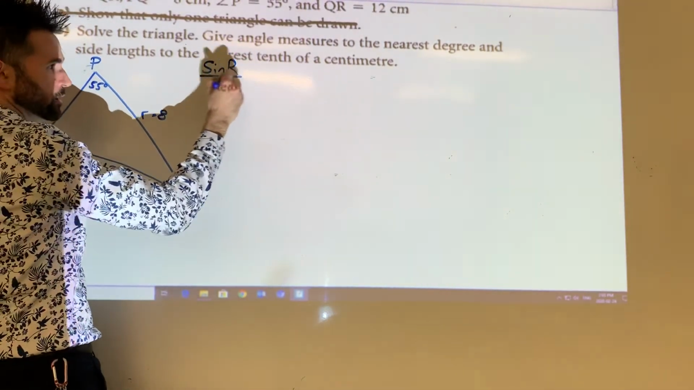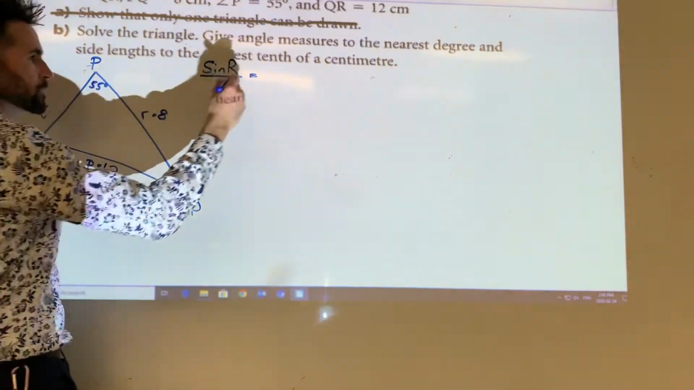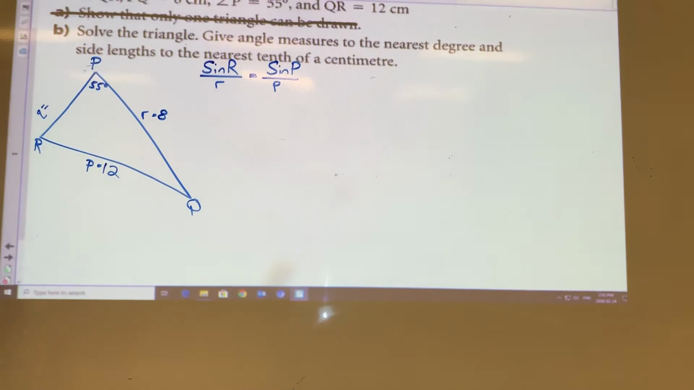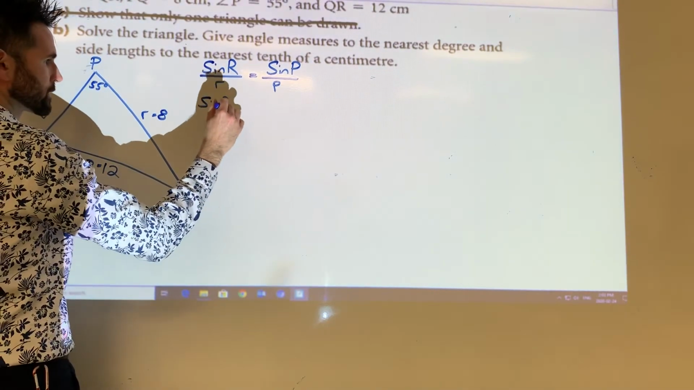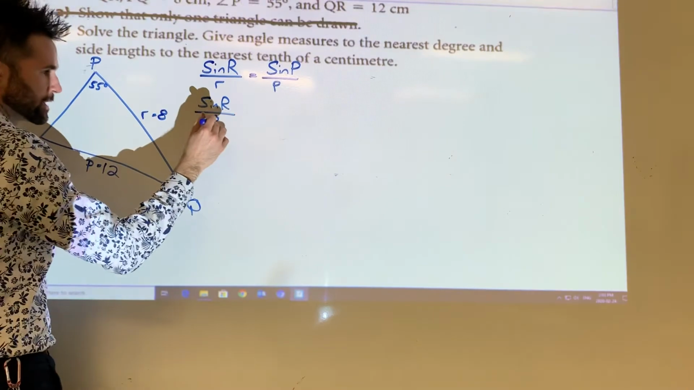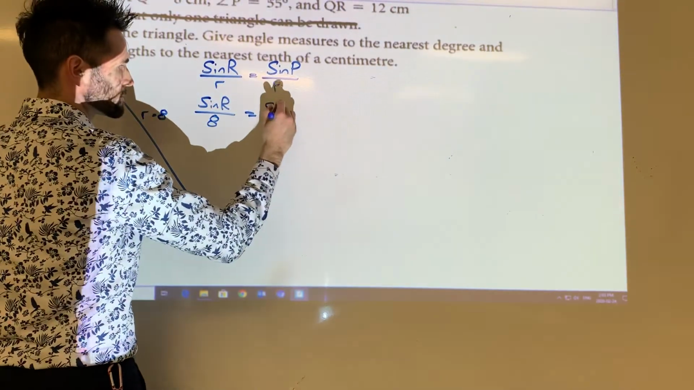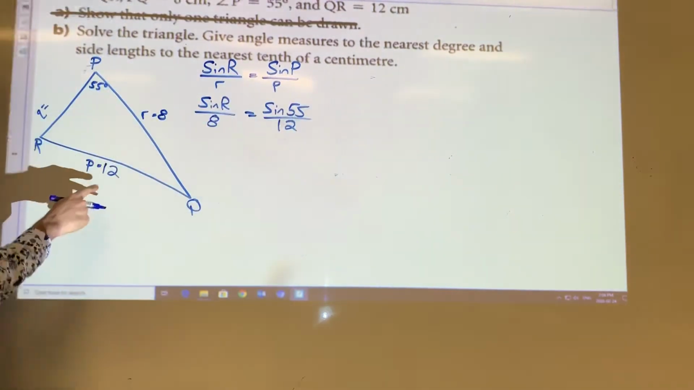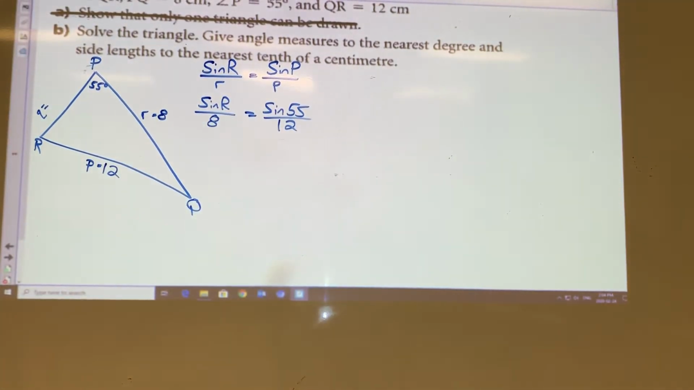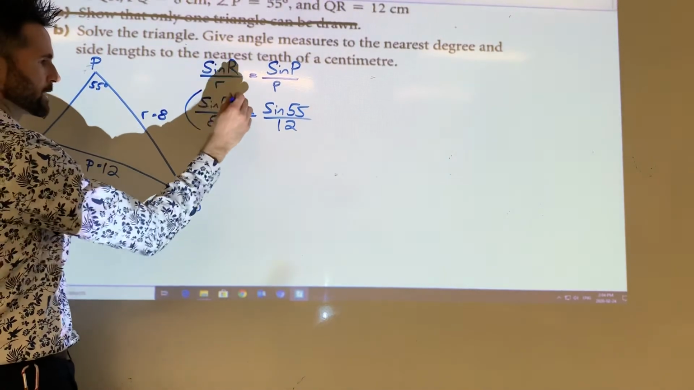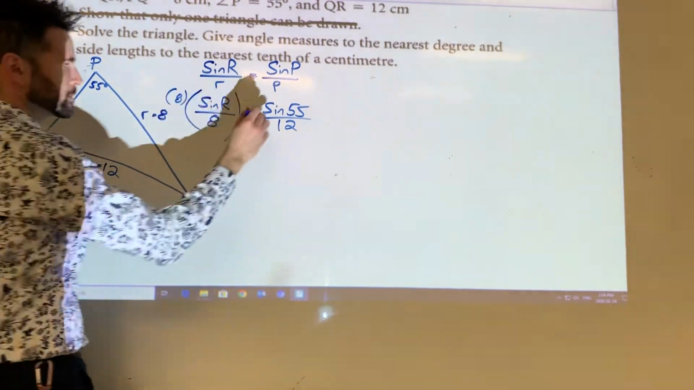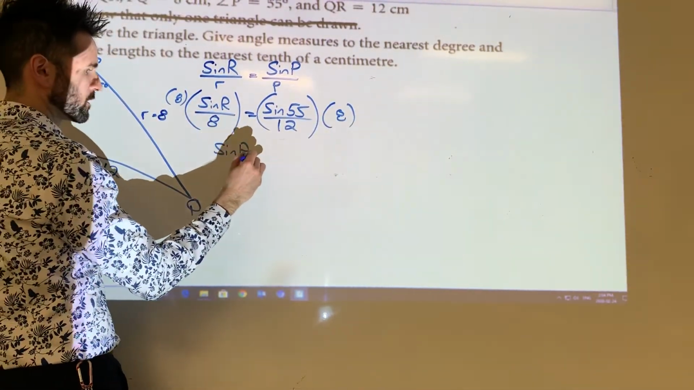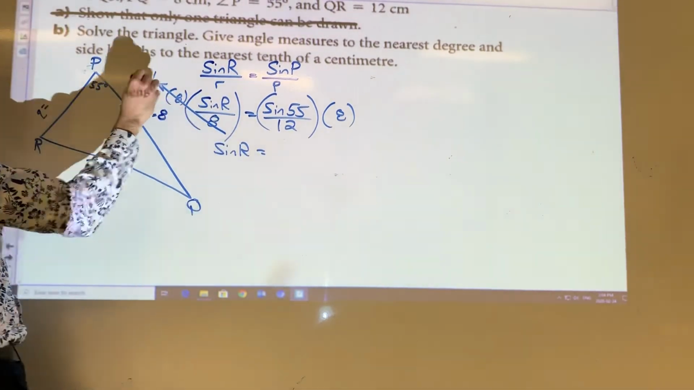So go sine R over R. And then the side that I know is P. So I'm going to go sine P over P. And then plug in the information you have. So I don't know sine R, but I know that little r is 8. And then angle P is 55, so I'm going to write sine 55. And then this side here is 12. Okay. And then instead of dividing by 8 on both sides, I'll multiply by 8 on both sides. So now you can write sine r equals, that will cancel out to 1.